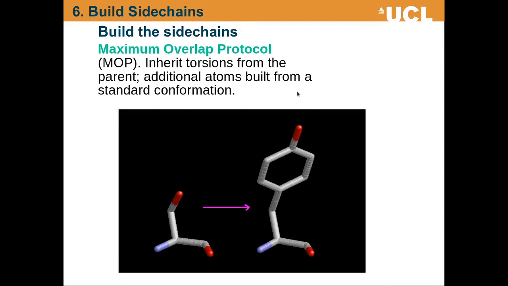If we are building a longer side chain, then we just build the additional atoms using a standard conformation. So in this example, I'm taking a parent structure which had a serine, so this is the backbone N, C alpha, C, O, and this is the side chain, and I'm replacing it with a tyrosine. So we inherit this torsion angle, this twist angle between the C alpha and the C, which means that the C gamma position here ends up in the same location as the oxygen was here. And then the orientation of the rest of the side chain is built in a standard way.